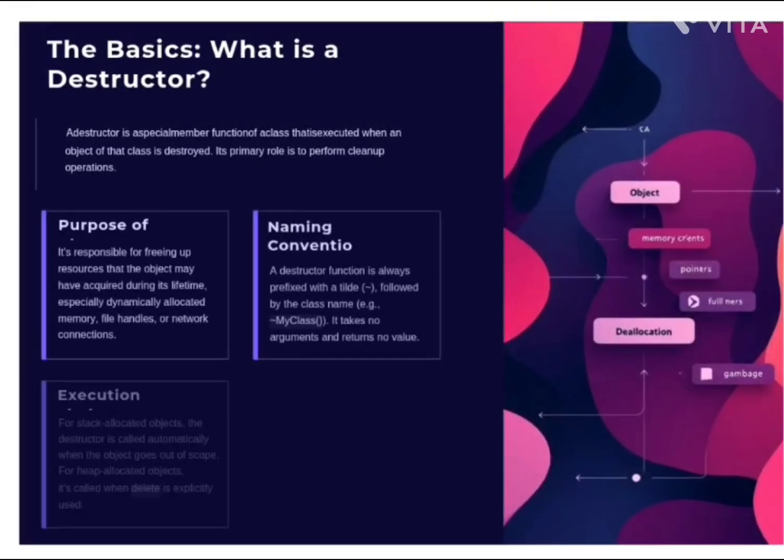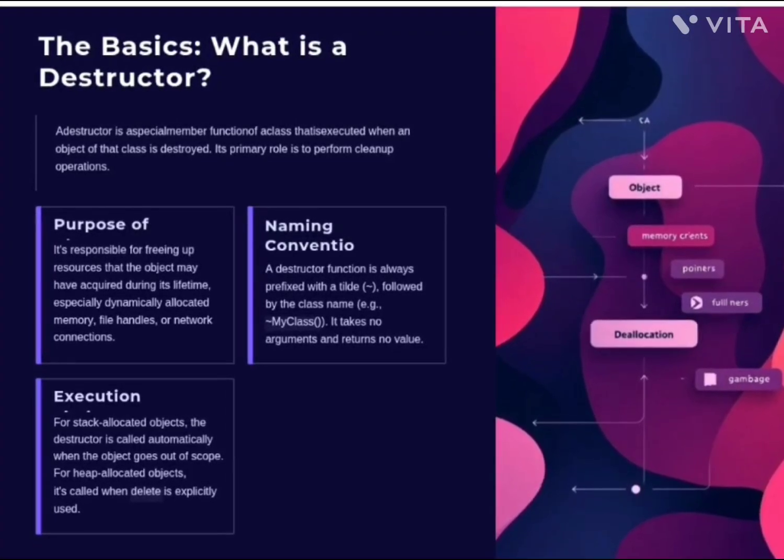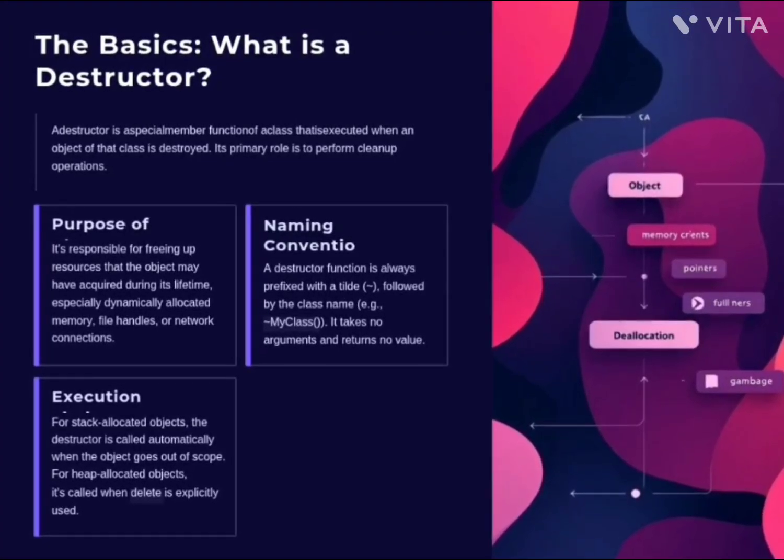The basics. What is a destructor? A destructor is a special member function of a class that is executed when an object of that class is destroyed. Its primary role is to perform cleanup operations. Purpose of cleanup. It's responsible for freeing up resources that the object may have acquired during its lifetime, especially dynamically allocated memory, file handles, or network connections.